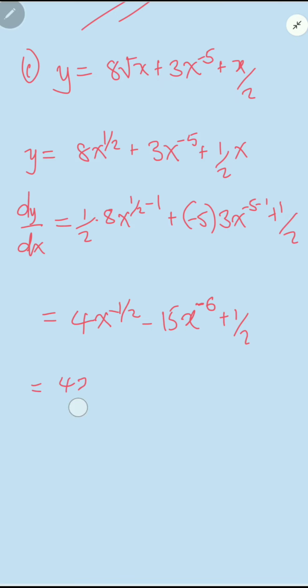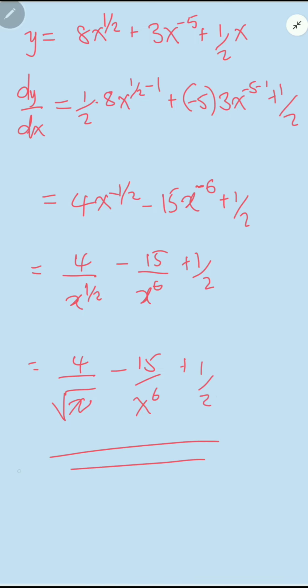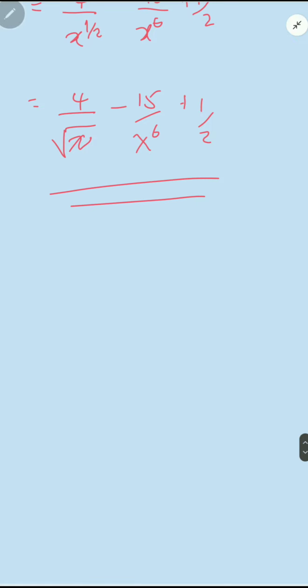Okay, so we can say 4 over x to the power half, because we've gotten rid of the negative exponent, minus 15 over x to the power 6 plus half. From there we get 4 over x square root minus 15 over x to the power 6 plus half as our derivative for the third problem. Okay, we now go to the last part, which is D of this question.